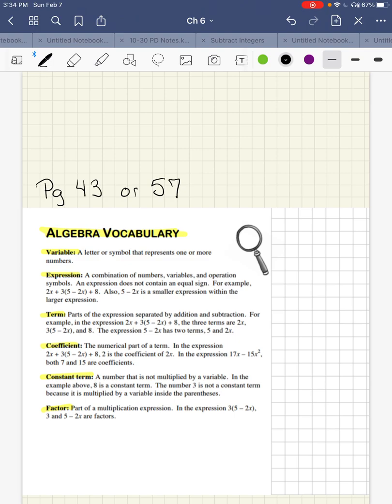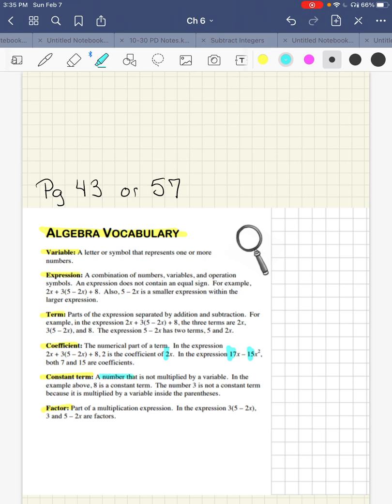Coefficient, that's a big one, and I'm not sure if we quite know what that is. Coefficient is the number in front of the variable. So in 17x, 17 is the coefficient. In 15x squared, 15 is the coefficient. In 2x, 2 is the coefficient. It's just the number in front of the letter. Okay, that's coefficient. Constant term, that's a number. That's it, just the number.